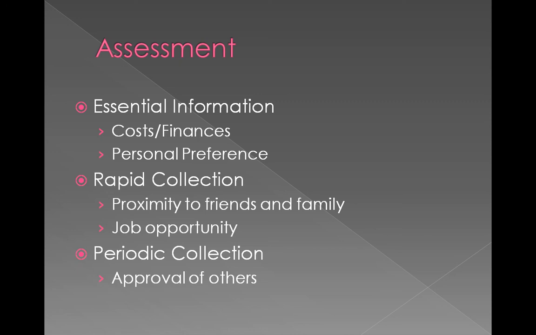Rapid collection information is information that has a high average rating of importance but a wide range across the decisions. It is important in most of the decisions, and while the items require no immediate action, plans should be made for future data collection. In our needs assessment, we determined that proximity to family and friends and job opportunity were both rapid collection items.